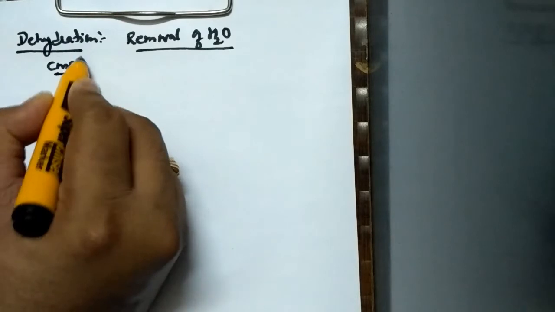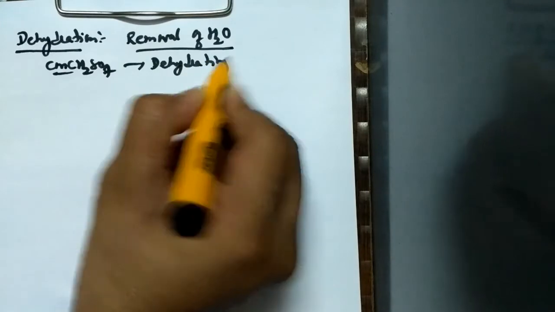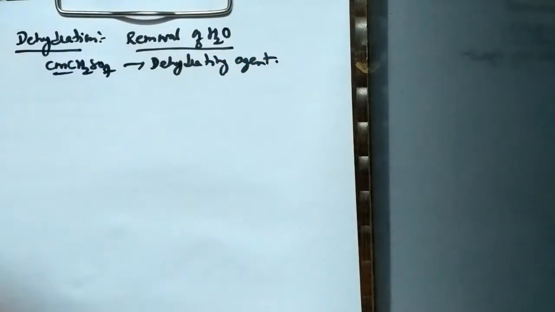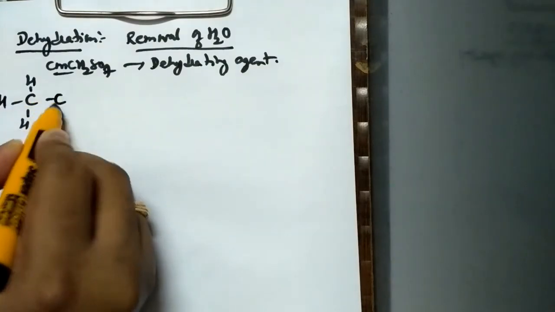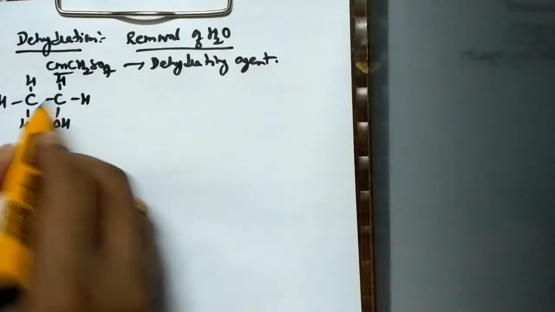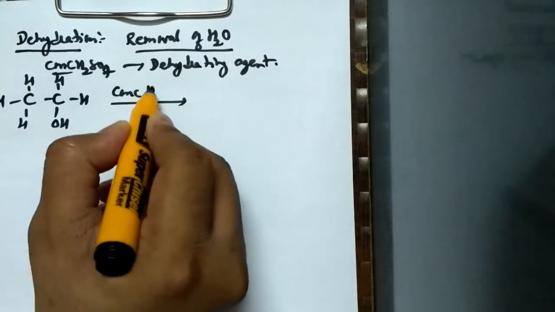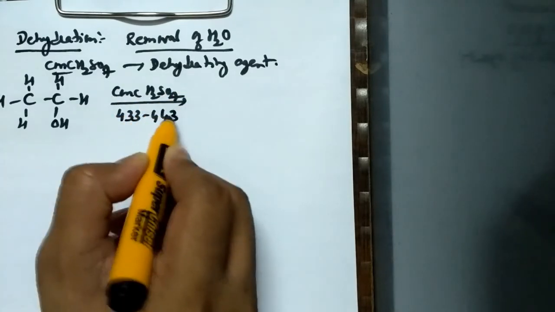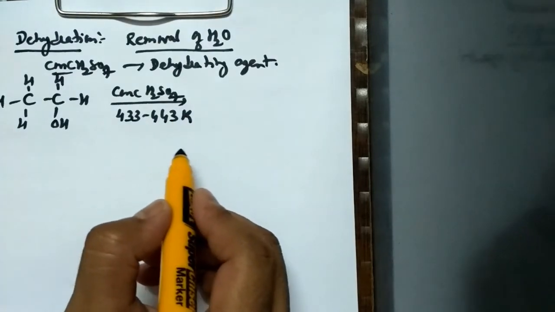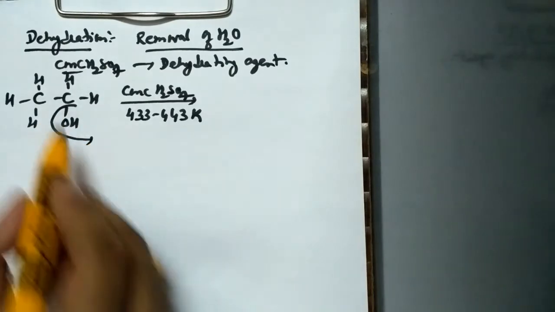In this dehydration reaction, concentrated sulfuric acid will act as a dehydrating agent. So when a chemical reaction is involved, let us consider an alcohol. You know this is nothing but ethyl alcohol. When this ethyl alcohol is made to react with concentrated sulfuric acid by maintaining a temperature of 433 to 443 Kelvin, OH gets eliminated. This is the functional group.